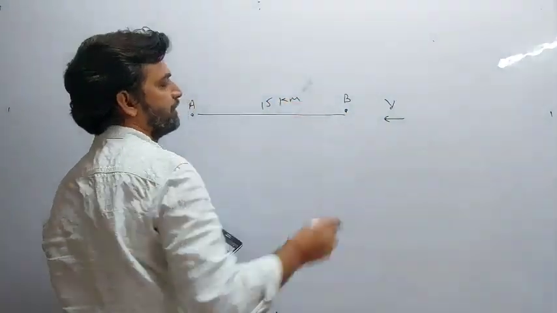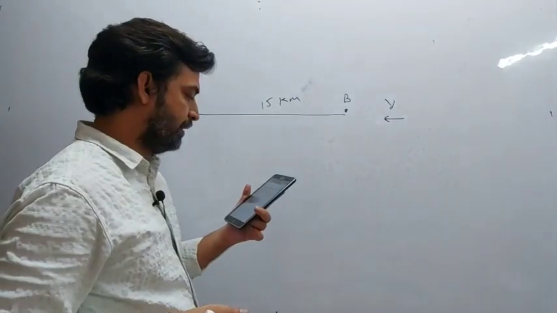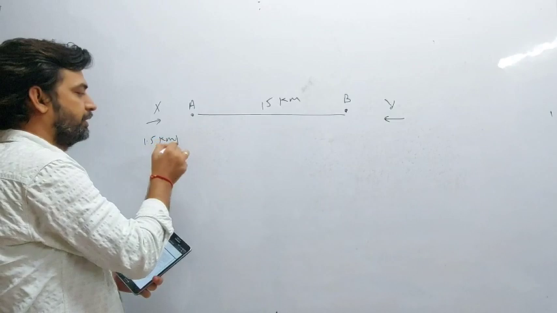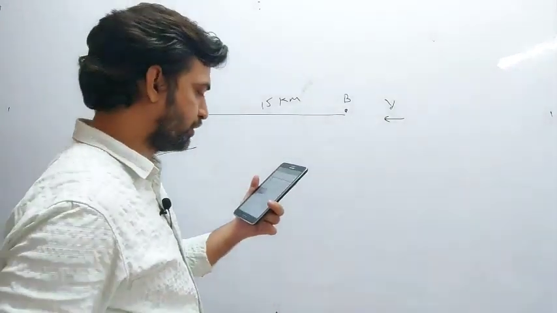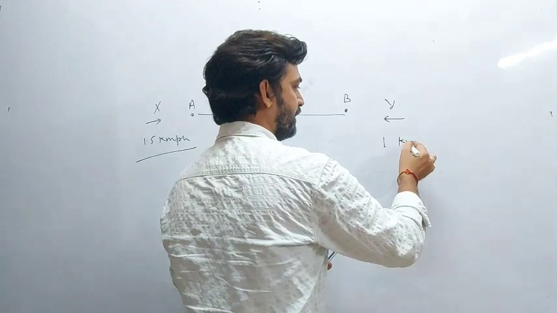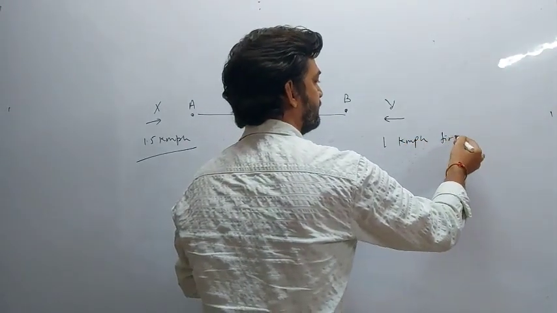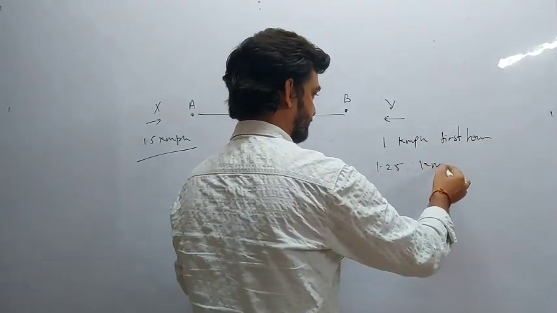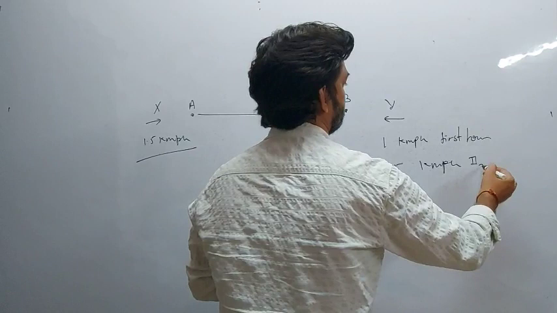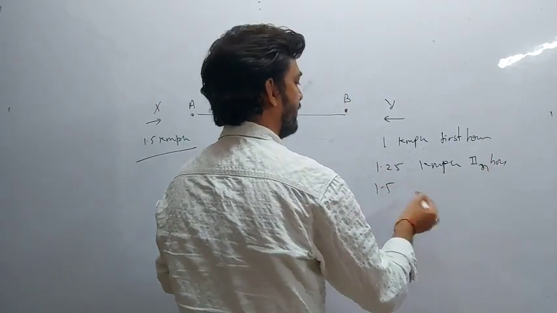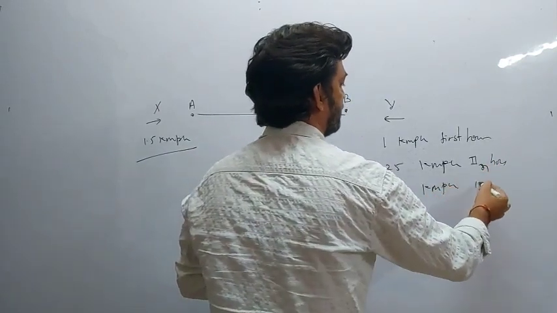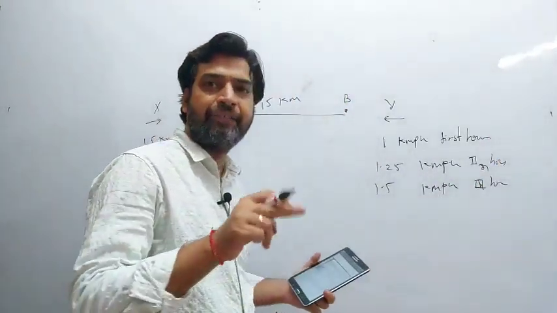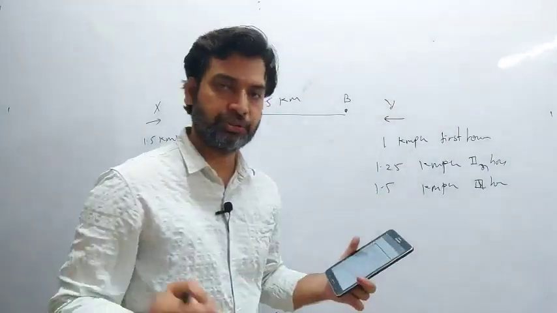This is a question of time, speed, distance, but you can solve it with common sense also. X works with a uniform speed of 1.5 kilometers per hour, right? But Y works at 1 kilometer per hour in the first hour, after that 1.25 kilometers per hour in the second hour, 1.5 kilometers per hour in the third one, and so on, right? That means every hour he increases his speed by 0.25.